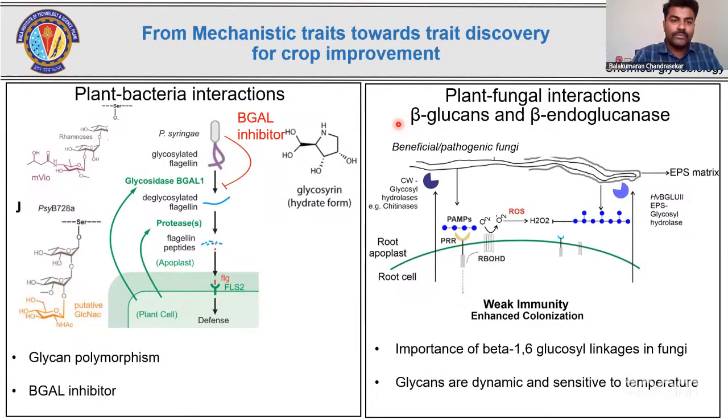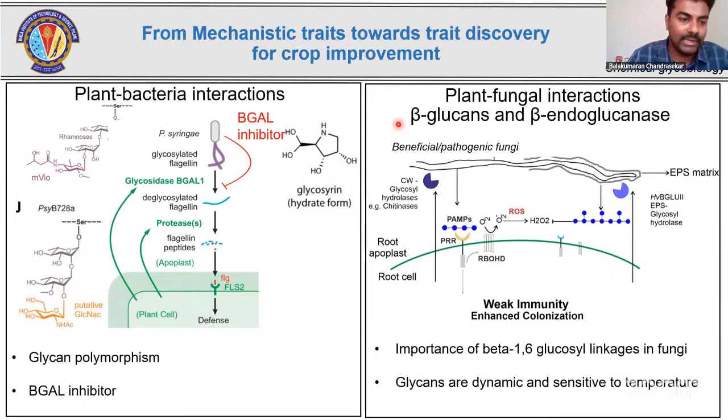Okay, so with this, I would like to conclude my talk. Basically, I have told you my sweet journey, or told you about the different aspects of glycobiology which I've been working on. The main thing is that from mechanistic traits, we are going towards trait discovery, especially for crop improvement. So I have told you about two important interactions: one is the plant-bacterial interactions and the other the plant-fungal interactions.